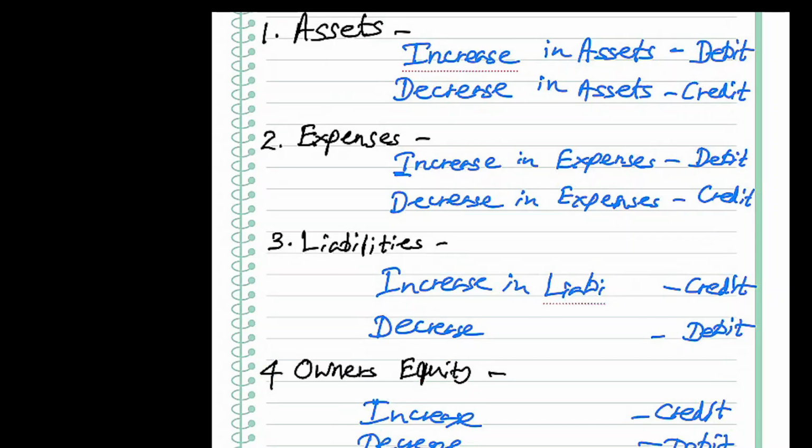Last one, 5, revenues. Alright, increase in revenues, credit. Decrease in revenues, debit.